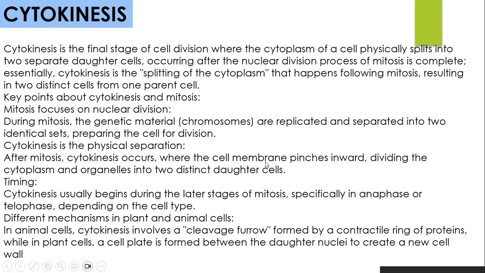Cytokinesis occurs where the cell membrane pinches inward, dividing the cytoplasm and organelles into two distinct daughter cells. Cytokinesis usually begins during the latest stages of mitosis, specifically in anaphase or telophase, depending on the cell type. There are different mechanisms in plant and animal cells. In animal cells, cytokinesis involves a cleavage furrow formed by a contractile ring of proteins, while in plant cells, a cell plate is formed between the two daughter nuclei to create a new cell wall.